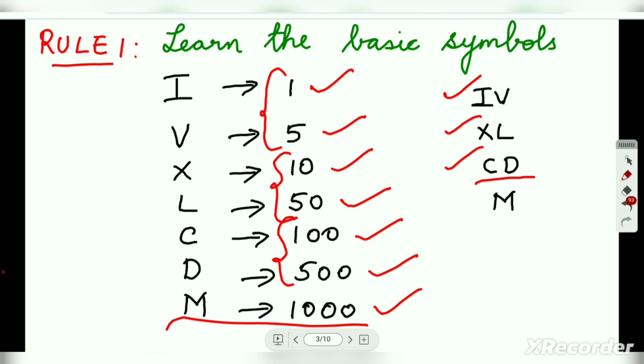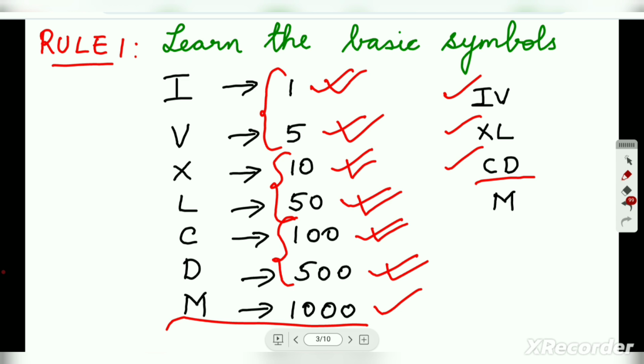1 and 5 are one pair. Then by adding a 0 to both these numbers, we get 10 and 50. Further adding another 0, we get 100 and 500. And the last number is 1000. So we have 3 pairs: 1, 5, 10, 50, 100, 500 and the last one is 1000.